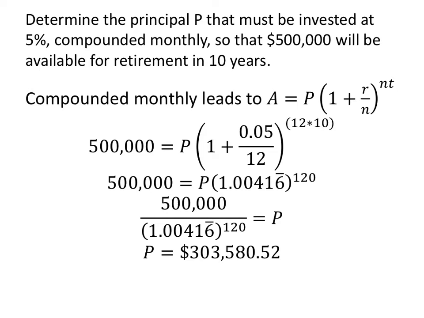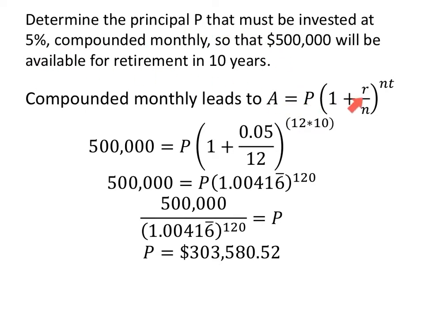Alright, so let's determine the principal P that must be invested at 5% compounded monthly so that $500,000 will be available for retirement in 10 years. As soon as I see compounded monthly, I think of the formula A equals P times 1 plus r over n to the nt, and you can see here I didn't put in the parentheses. That's alright. Determine the principal P, so I'm going to look for P. P is going to be a variable.